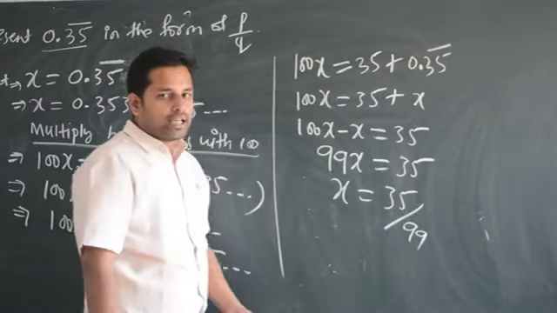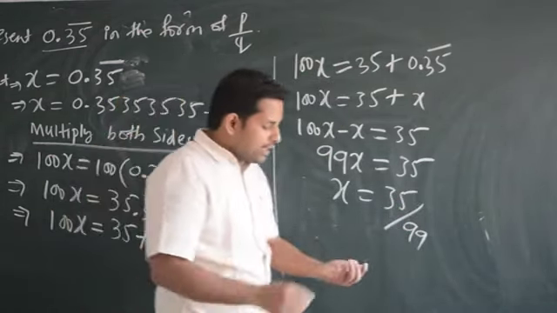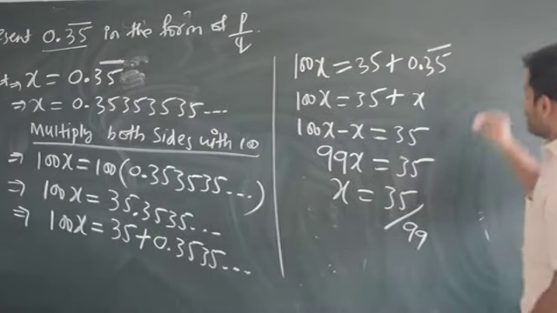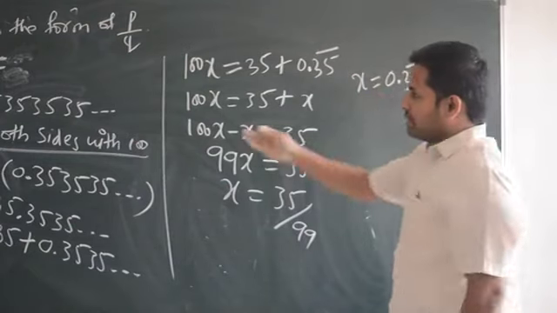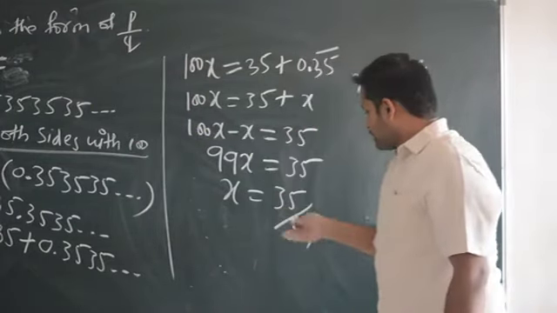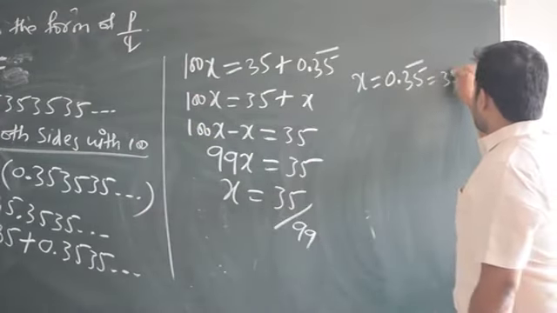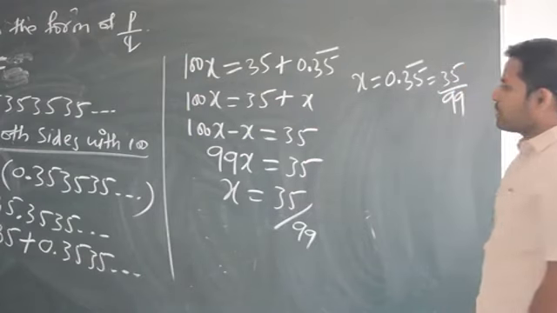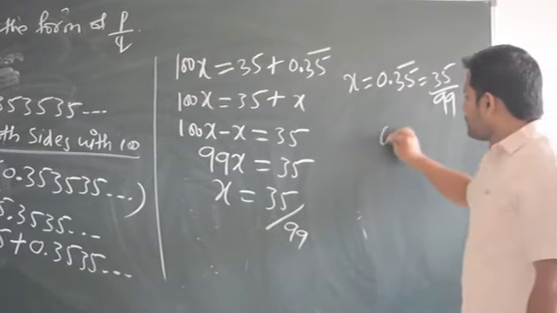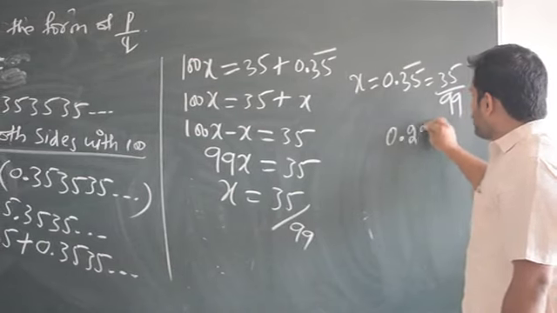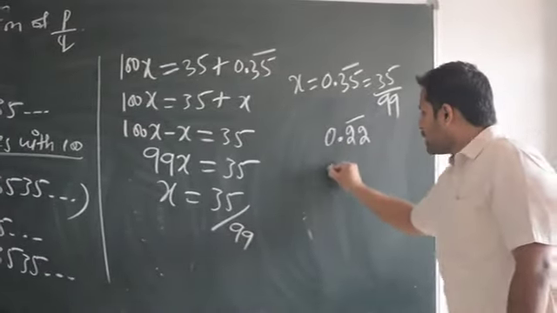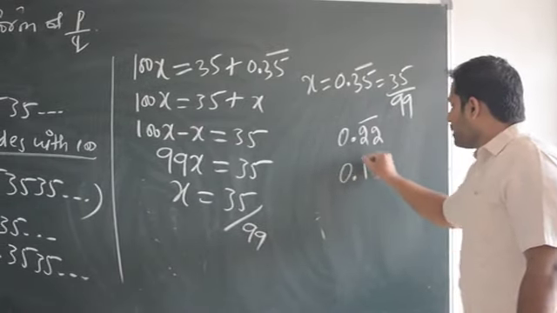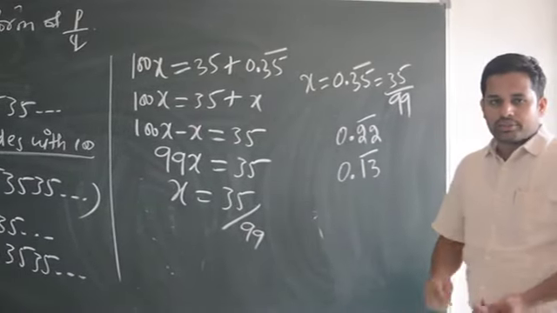Now just check, can you cancel something or not? If you can cancel, do it. Otherwise, it's okay. So x was equal to how much? 0.35 bar initially. And it is also equal to 35 divided by 99. Done. Over. So this is how you are supposed to do it. Take some more homework. 0.22 bar. You do it. Represent in the form of p by q. 0.22 bar. And do one more, 0.13 bar, so that you get a feel of all these questions.